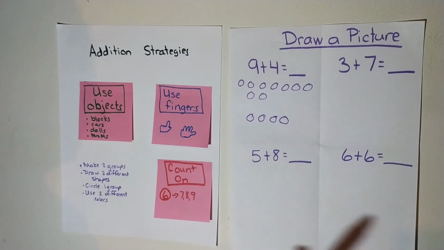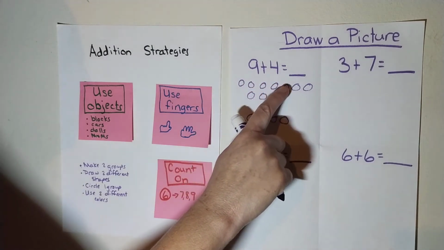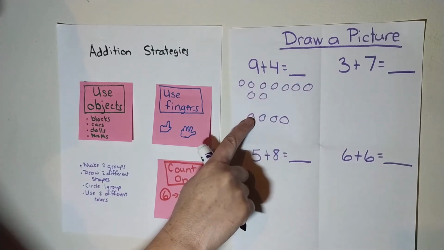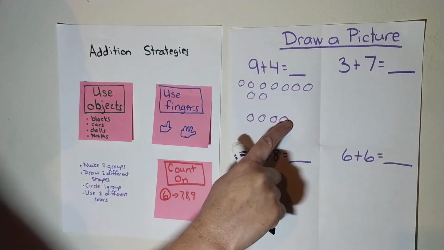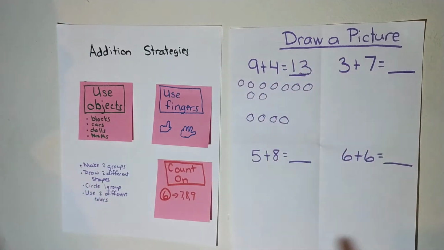All right, so next, how do we find our answer? We count. We count our picture to find our answer. 1, 2, 3, 4, 5, 6, 7, 8, 9, 10, 11, 12, 13. So your answer is 13.